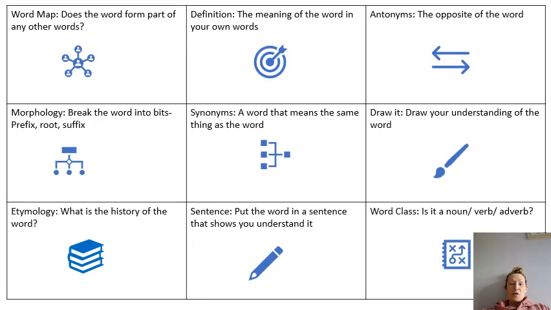I want you to choose 4 ways of exploring the word from this slide, and one of them has to be drawing the word. So for example, for fenian, you may pick definition, synonyms, sentence, and drawing.